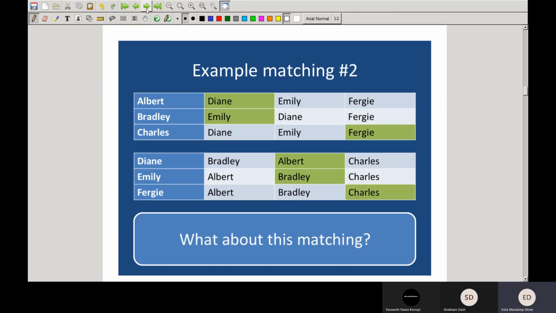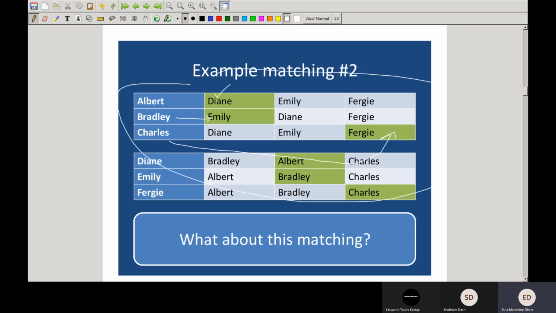Now let's look at this matching. Albert is matched with his first preference, Diane. Bradley is with Emily, who is his first preference, and Charles is with his last preference, Fergie. Diane and Emily are with their second preferences, and Fergie is with Charles, because that's the same thing, just the names are switched here.